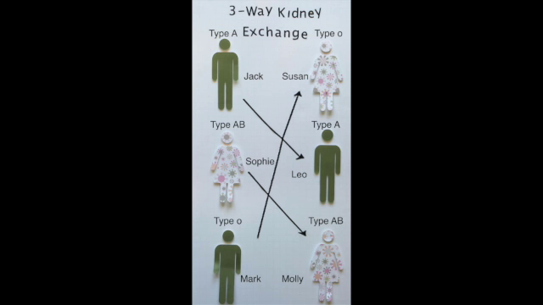Jack can only donate his organ to Leo because they both have type A blood. Sophie can only donate to Molly because both have type AB blood. And Susan can receive a kidney from Mark because both have type O blood.